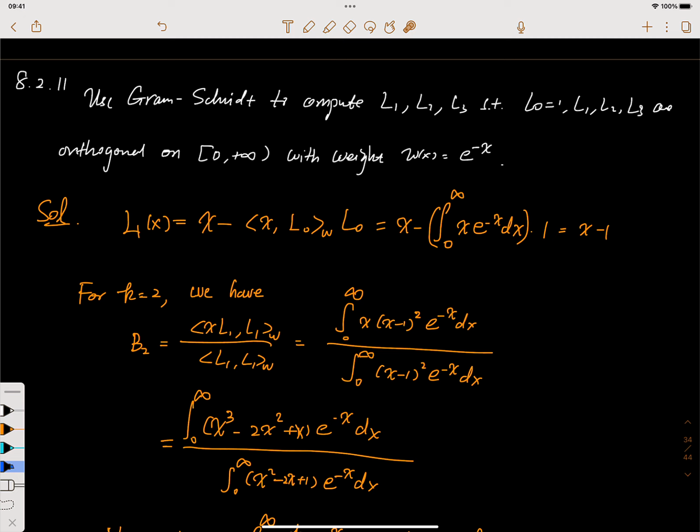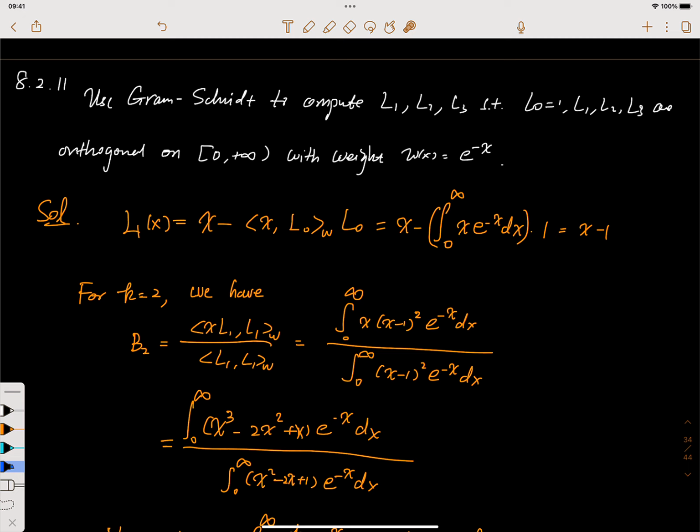Problem 8.2.11. Here the question is to compute L1, L2, L3. L0 is already constant, equal to 1. L1, L2, L3 are the orthogonal polynomials over this interval with this weight. So now we can again use the recursive formula instead.